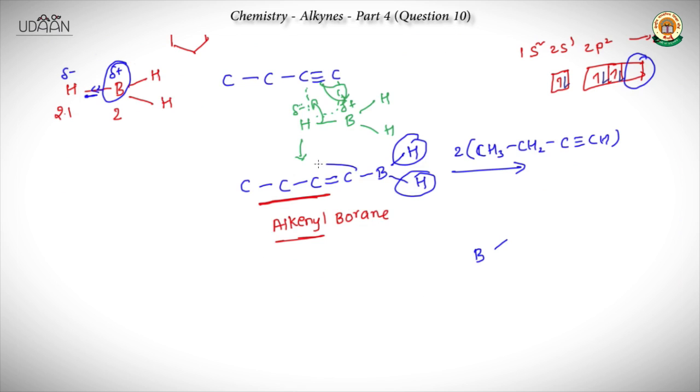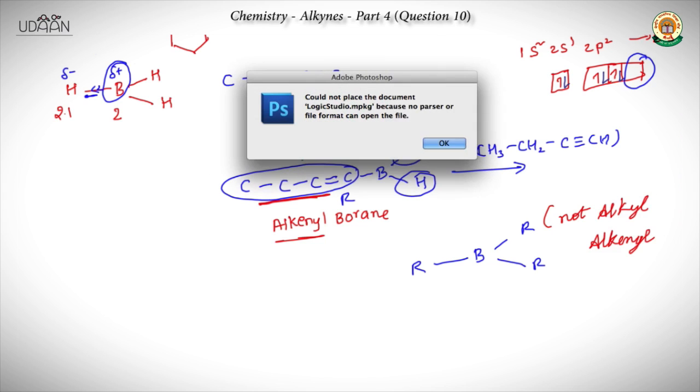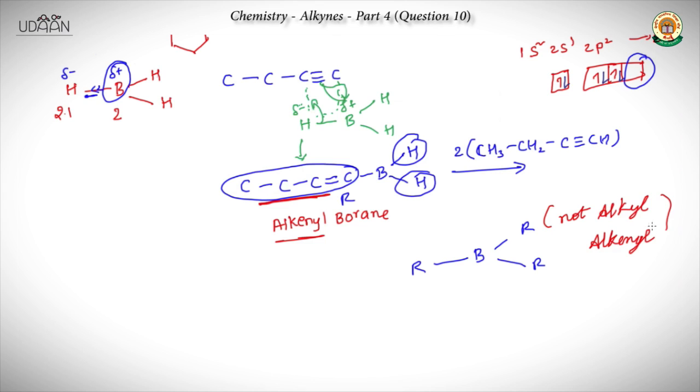For simplicity, let's call this R. So I'll write it as R, R, R. Remember, here R is not alkyl. It's alkenyl. Now, up to this part, it is called hydroboration.